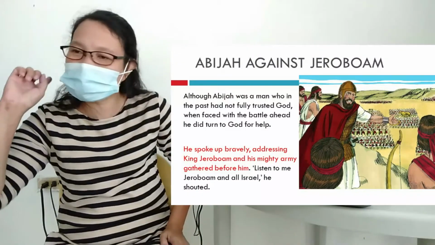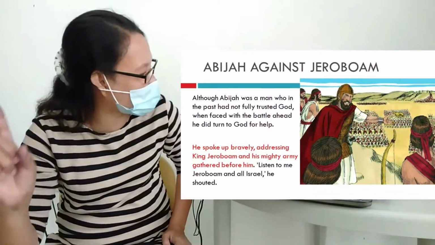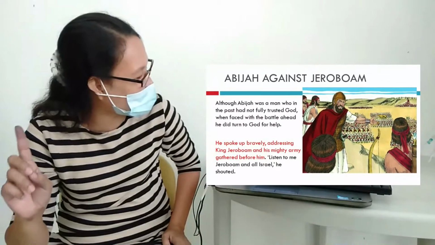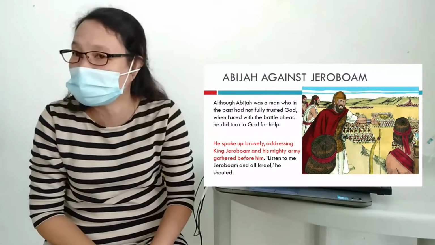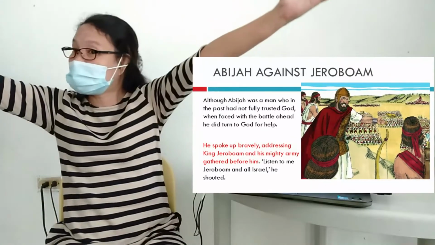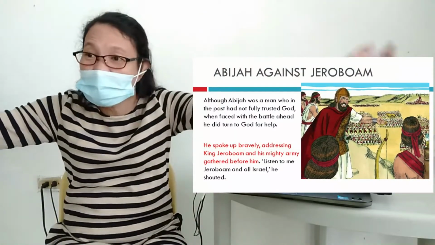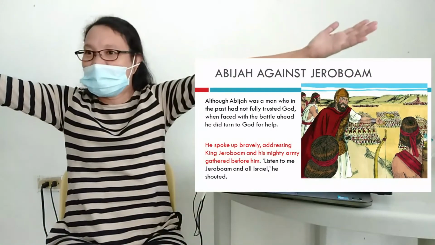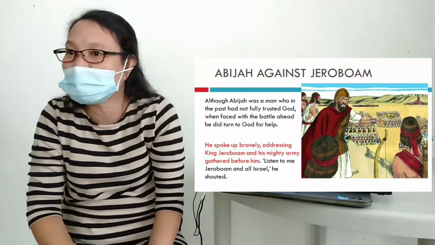Although Abijah was a man who in the past had not fully trusted God, when faced with the battle ahead, he turned to God for help. Oh, Samuel! Abijah has only 400,000. But hey, what did he do? He asked God for help. He asked the Lord for help.